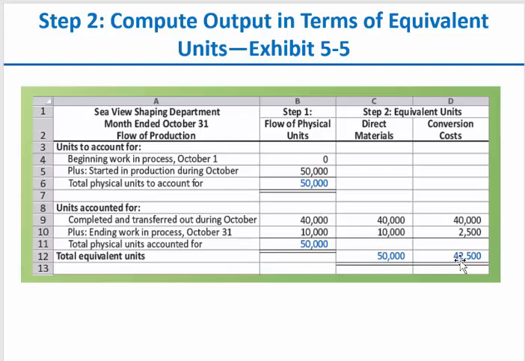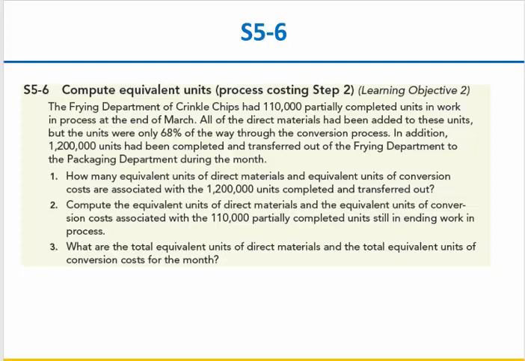So I'm going to go through the next example to show you how we're going to do that. Let's take a look at this question. This question says the company had 110,000 partially completed units in work in process. Partially complete means they are not completed at the end of March. All of the direct materials had been added to these units, so which means 100%. So all the direct materials are 100% done for these 110,000 partially completed units. But the units were only 68% of the way through the conversion process.